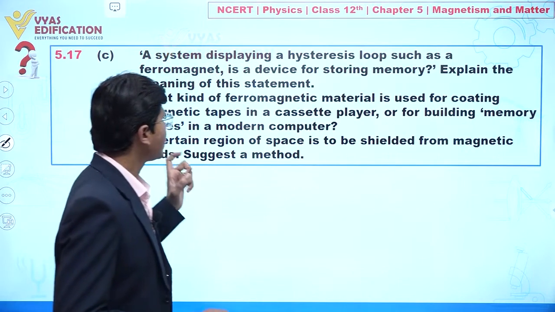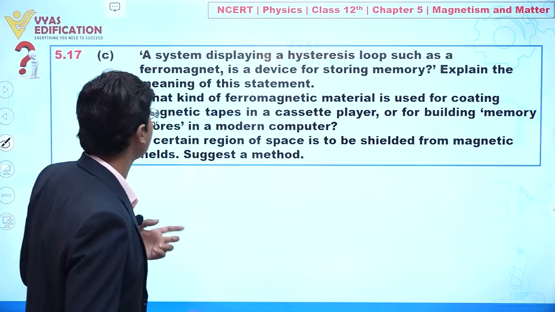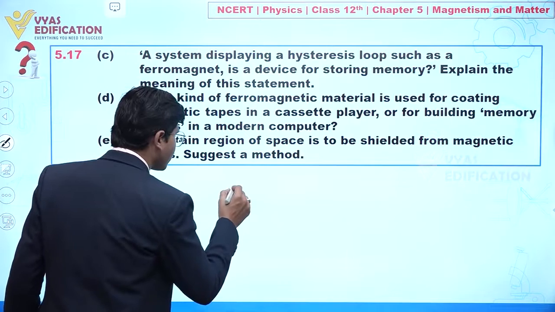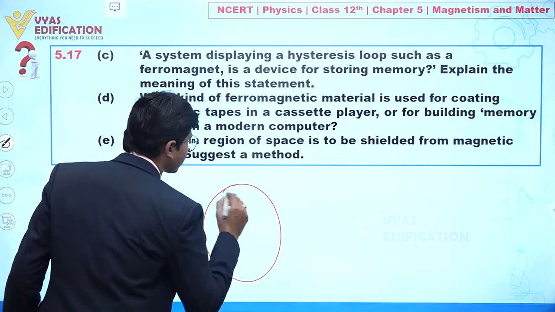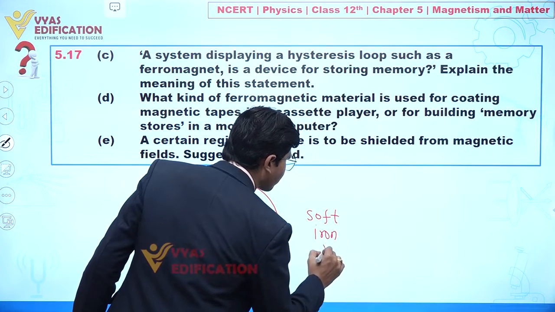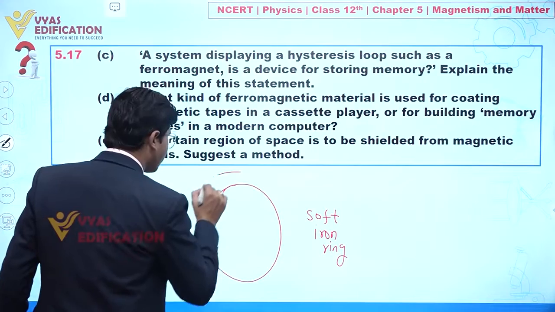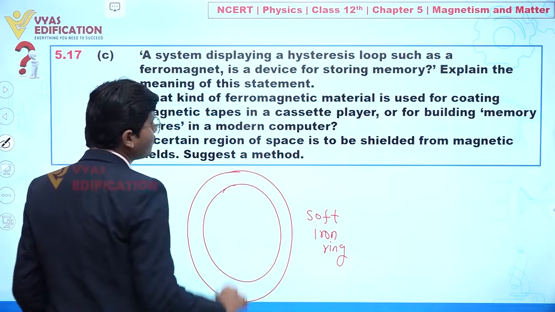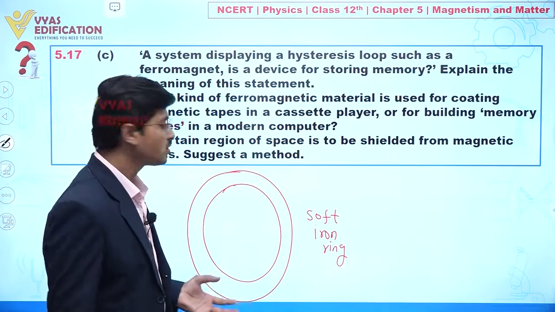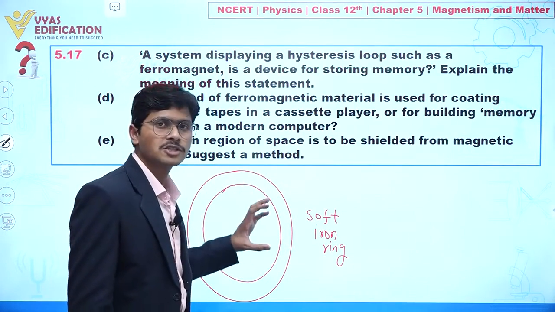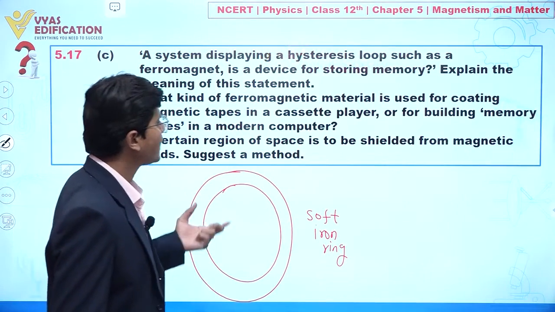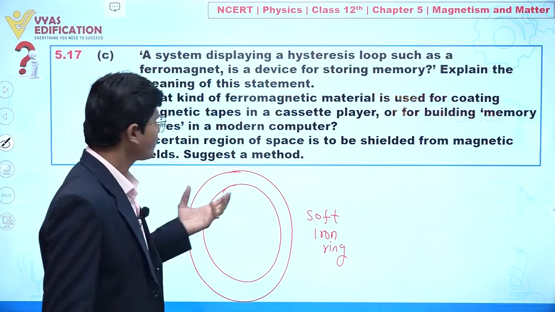Now, if I am talking about part number E, it is given to you, a certain region of space is to be shielded from magnetic field. Suggest a method. Clear? So let's suppose I am taking here a soft iron ring. Let's suppose we place a measuring instrument in the space inside these soft iron rings, clear? So a certain region of space is shielded from magnetic field. So this is one method.